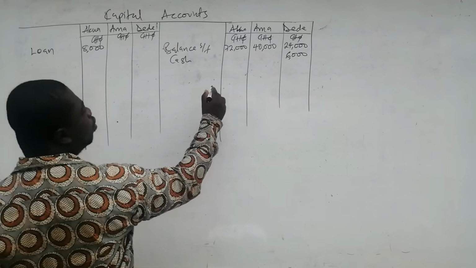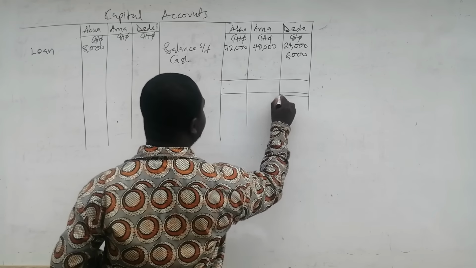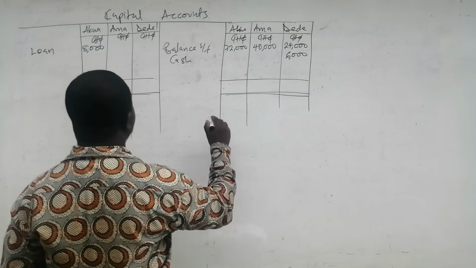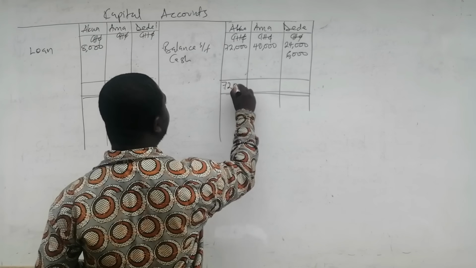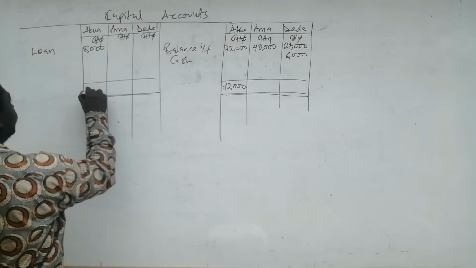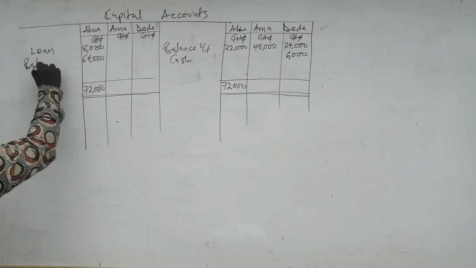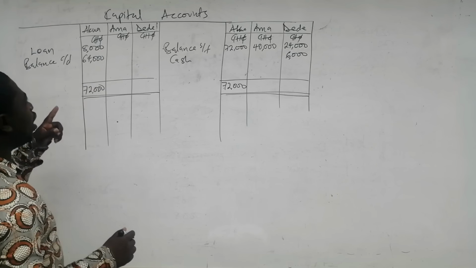And so we'll find the totals for both sides, like the way we balance any other account. And the total for Equia will be 72,000, giving us a difference of 64,000, which we already established when we were calculating the interest on capital. And so that will be our balance carried down for Equia's account.